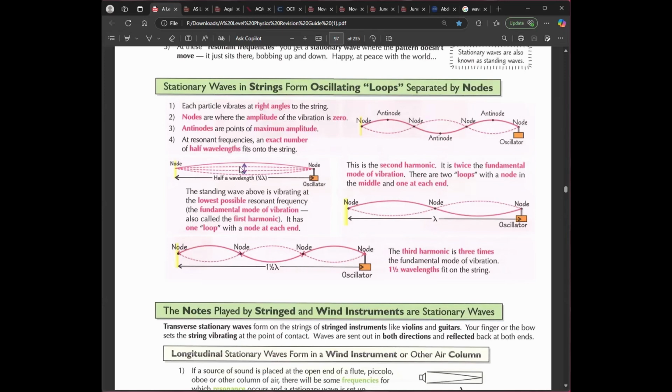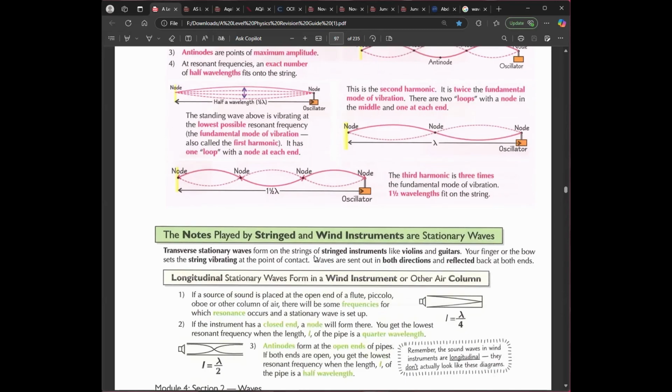So first harmonic, just half the wavelength. Second harmonic, distance is one wavelength. Like the total of this is one wavelength. Third harmonic, it's one and a half wavelength. All right.